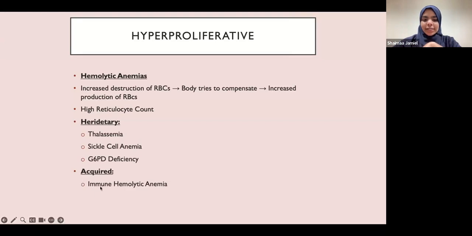But if it's acquired, so for example, here, immune hemolytic anemia, basically, for example, someone gets infected and for some reason, or autoimmune, for some reason, the body's own autoantibodies or antibodies attack the red blood cells and lyse them, and now you have hemolytic anemia. So here the reticulocytes are normal, okay? But in the end, what happens is that you have hemolytic anemia and it causes increased production of RBCs. Does that answer your question? Yes. Okay, yeah. So this is hyperproliferative, okay?